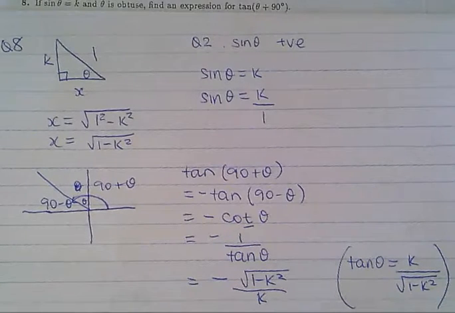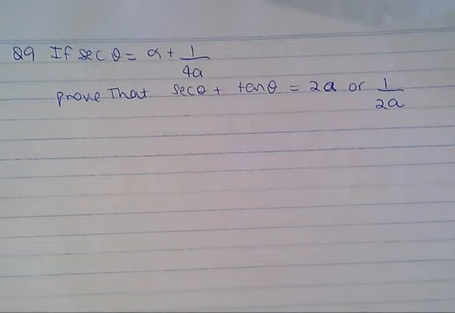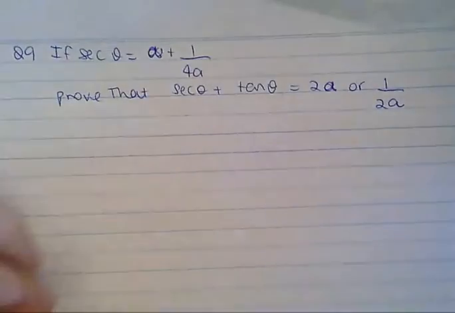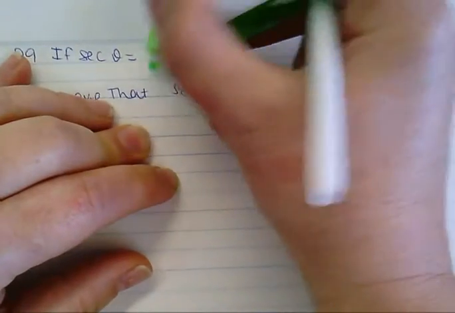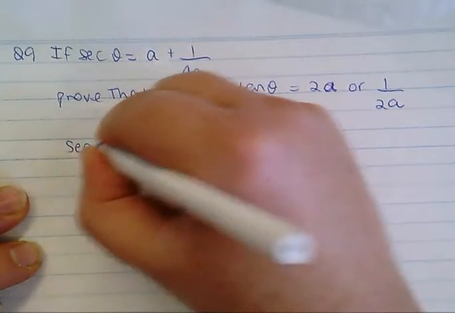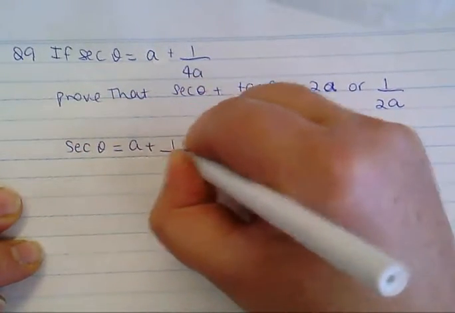Question 8. Theta equals alpha plus 1 over 4 alpha. No, a plus 1 over 4a. It's a bit hard to draw a right angled triangle when you don't have a numerator and a denominator. So let's make this a single fraction.